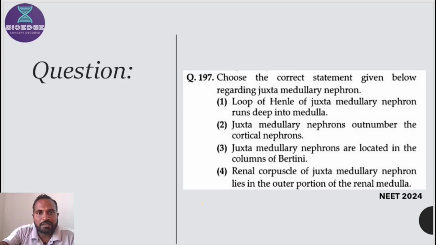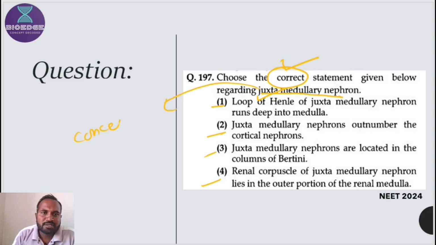So let's discuss this smart guesswork with an example. Here is the question: choose the correct statement given below regarding juxtamedullary nephron. Here the trap is the word correct, which is a simple trap. There is no need to confuse here. The concept is here, the keyword is here, juxtamedullary nephron. There are 4 statements given here, 1, 2, 3, 4, regarding the juxtamedullary nephron, and you should know the concept behind this keyword.